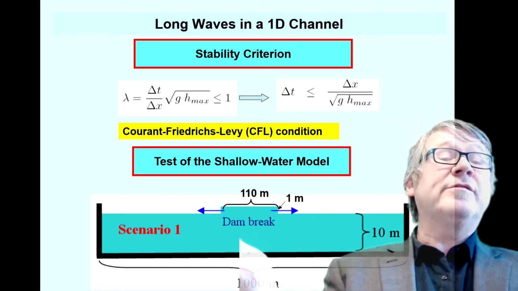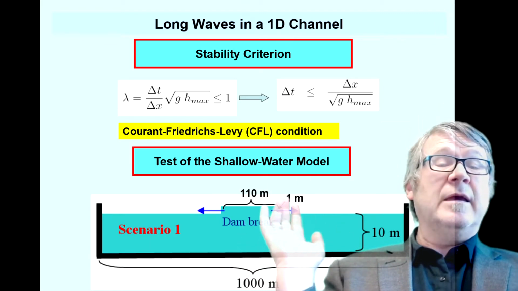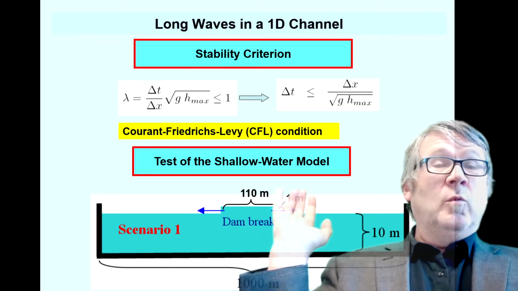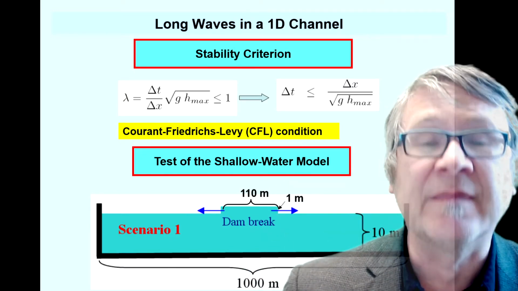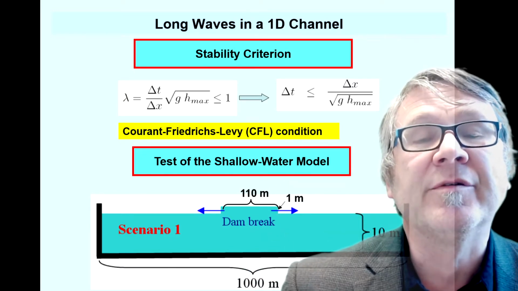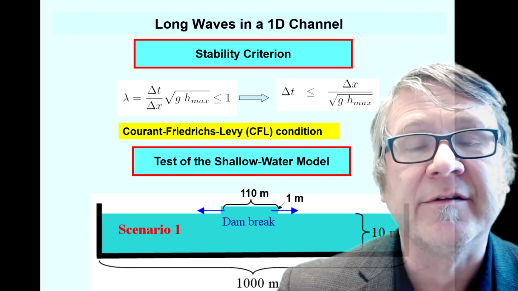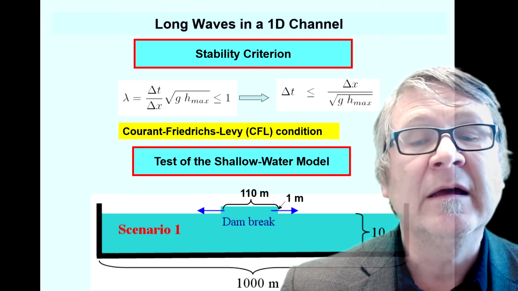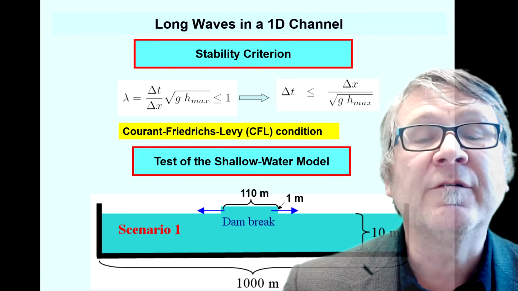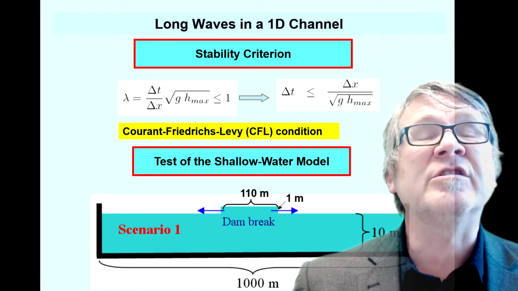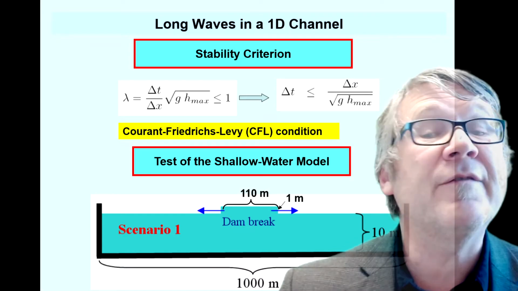So here we go. You test your model. What you need to know is that there is a stability condition. The time step is constrained, and it's called the Courant-Friedrichs-Lewy condition, or in short, CFL condition.